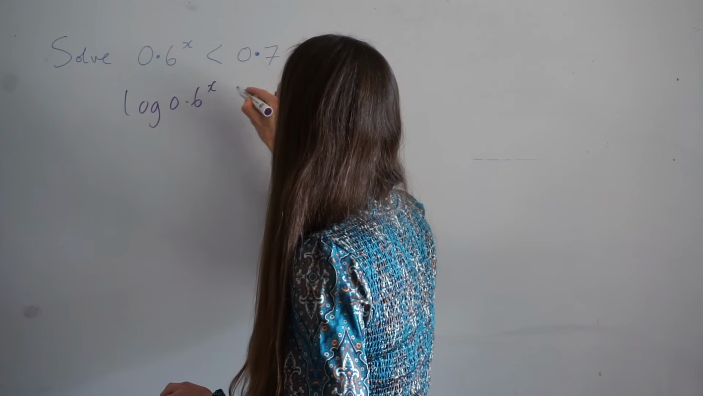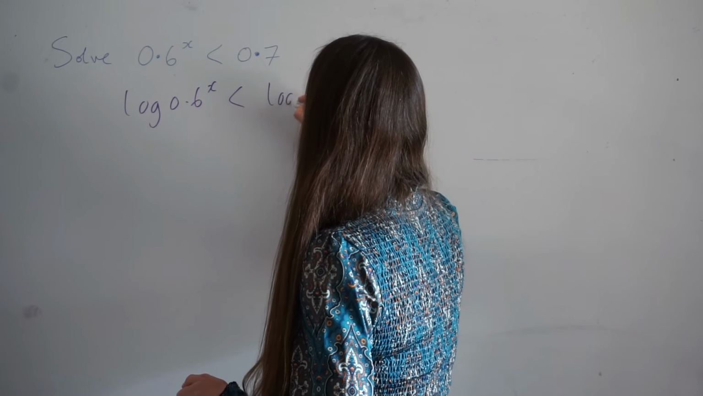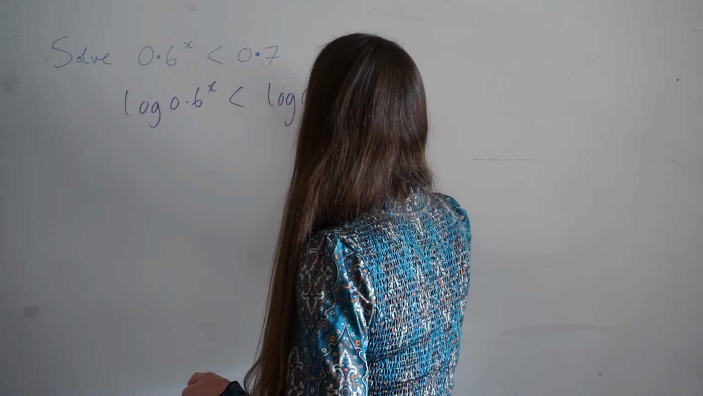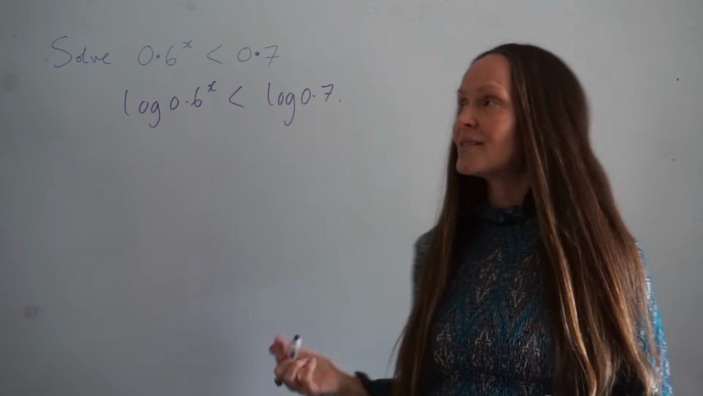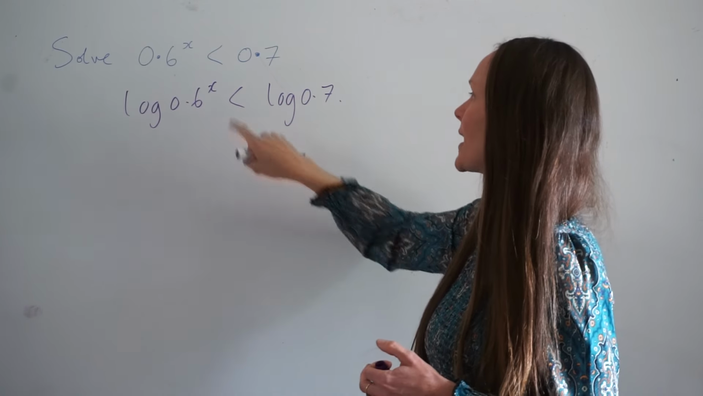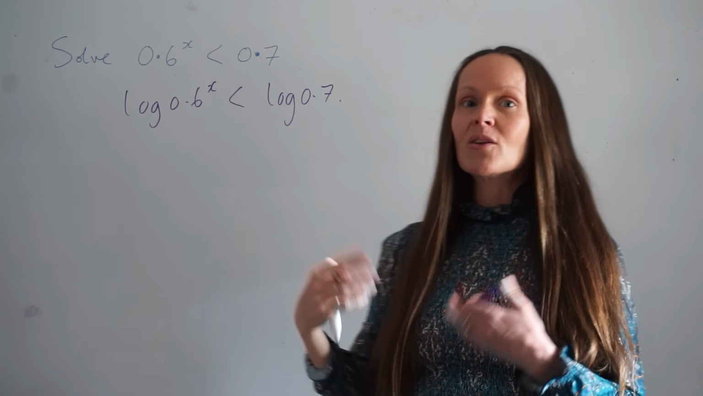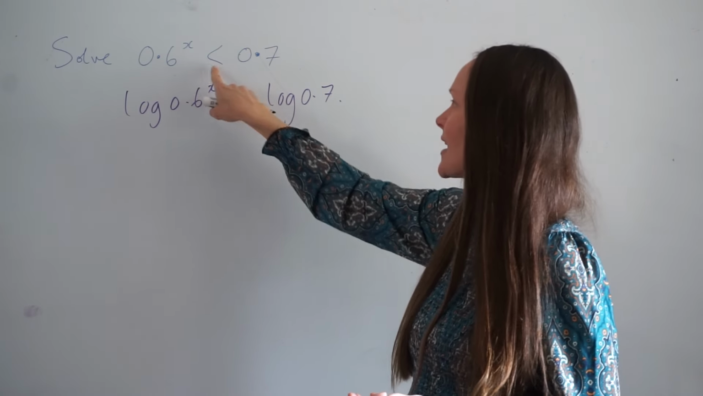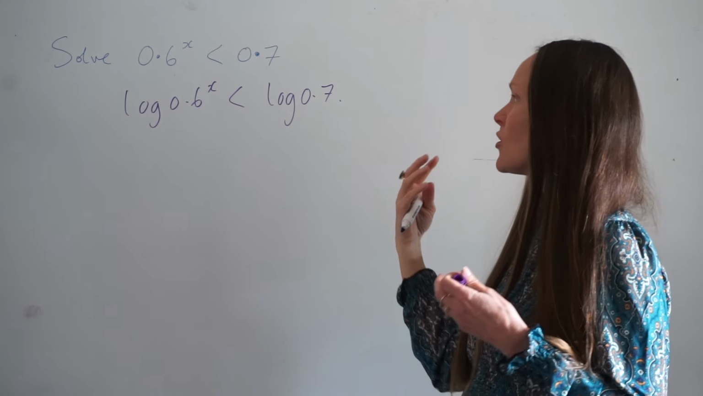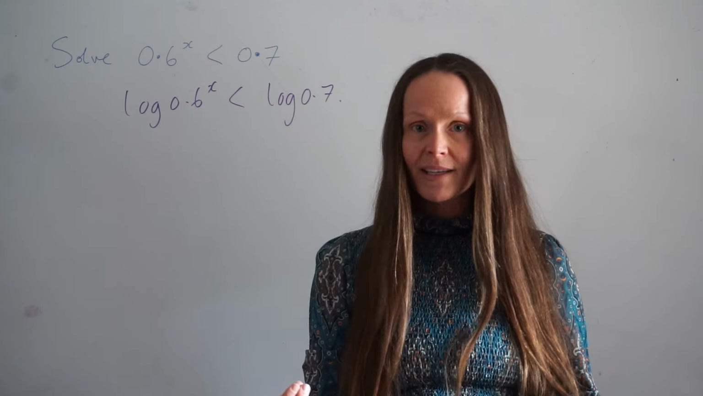So when you're taking log base 10, it's important to remember that the inequality symbol stays as it is, okay? It doesn't switch around the other way. Whenever the base number of the logarithm is greater than 1, the symbol stays as it is, okay? That's because the logarithmic function is increasing.